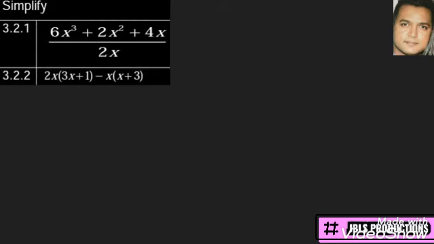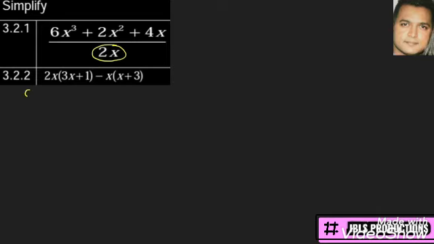Okay, there are 2 questions here that we need to do. So let's look at the first one. The first one is showing us that there is an expression on the top of the division line being divided by the 2x. So what we need to do is separate this, because this expression on the top is made up of 3 terms. So we need to separate each of these terms.